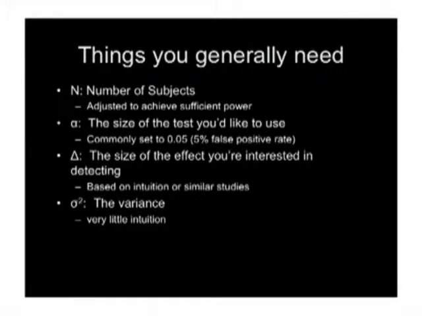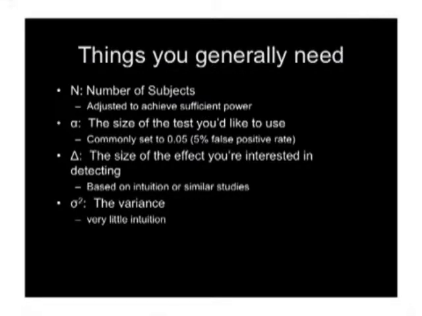The first is the number of subjects that you want to use in your study. And this is typically what you want to fluctuate until you hit that 80% power or 90% power that you're interested in attaining. And then there's the size of the test you'd like to use. Commonly we use 0.05. The size of the effect you're interested in detecting.